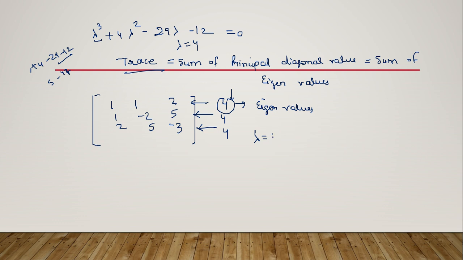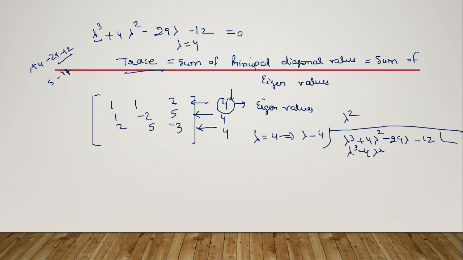So that means lambda equals 4 will give you lambda minus 4 as one of its factors. Now you can find out the rest 2. How? By using the long division method. So lambda is here, lambda square. So lambda cube minus 4 lambda square. You can change the signs. 4 and 4, 8 lambda square minus 29 lambda. This is 8 lambda.